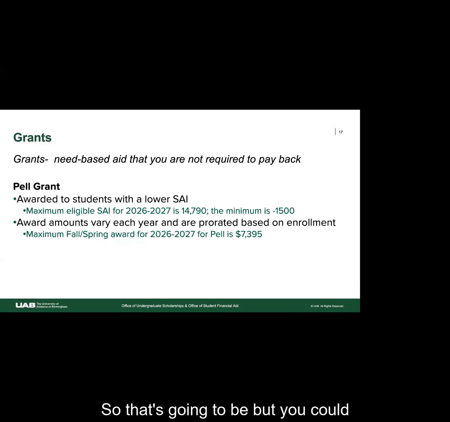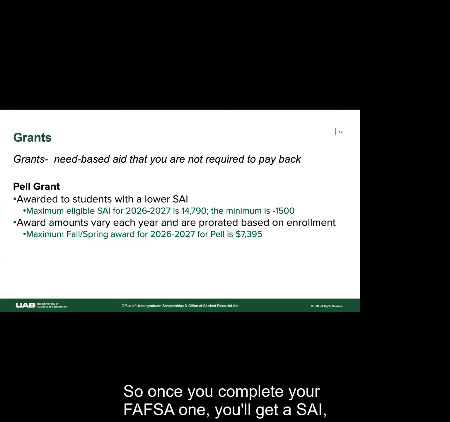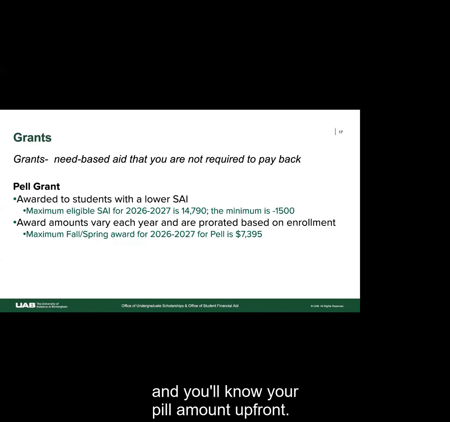So that's going to be, but you could be in a range from negative 1,500 to 14,790. Once you complete your FAFSA, you'll get an SAI and you'll know your Pell amount up front.